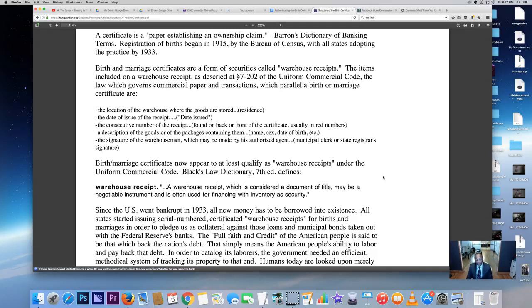What is a negotiable instrument? Federal Reserve notes, promissory notes, checks, money orders. It's a negotiable instrument. And it's often used for financing with inventory as security.